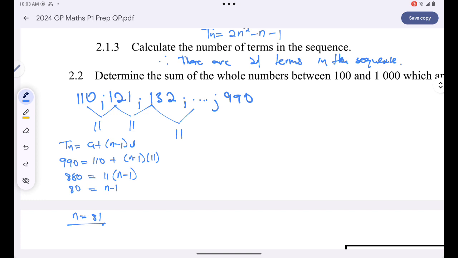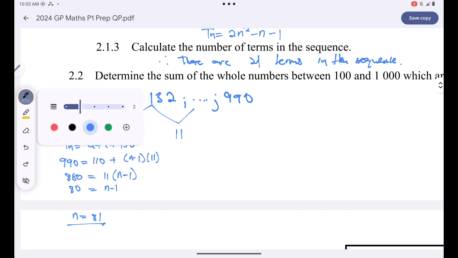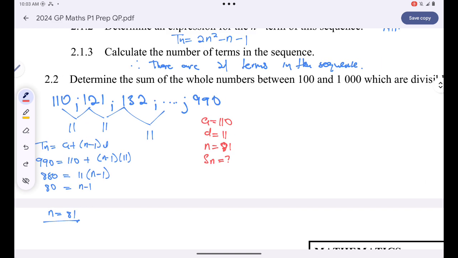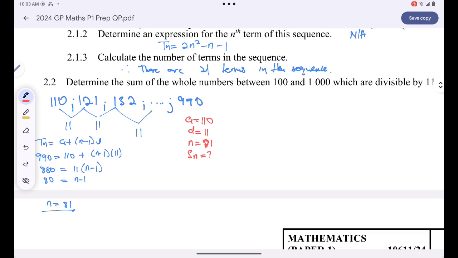So I now know that my first term is 110. The common difference is 11. How many terms do I have? 81. I'm just looking for the sum of the first 81 terms. I can use either one of the equations, guys, for me to find the sum of the first 81 terms of our arithmetic sequence.